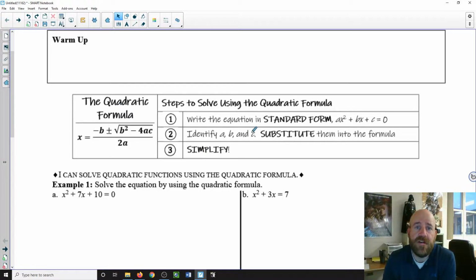So the first thing we need to do is make sure that we are in standard form. So everything is on one side of the equation. Everything's set equal to 0. And then we're going to identify our A, our B, and our C value and plug them into the equation, and then we are going to simplify.